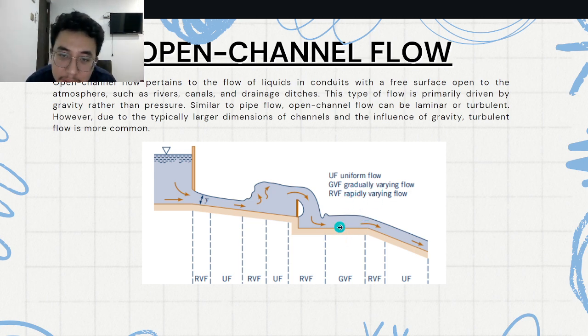At this point the liquid is varying, but not very much. At this part there is this bump, and then it gets very straight again into almost uniform flow. Then at this part the flow comes down again, which varies a lot. We can call it RVF, and then at this part the flow continues to be stable, which we can call uniform flow.